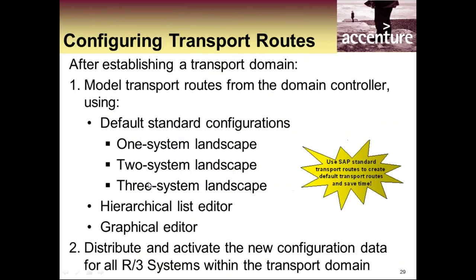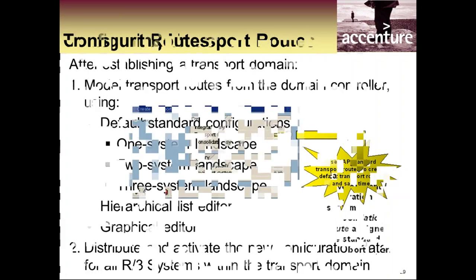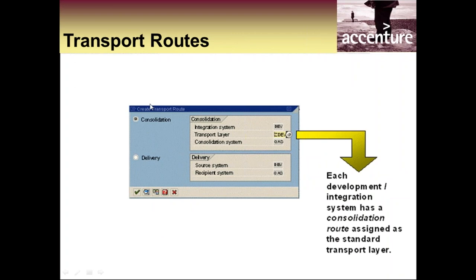So how many landscapes are there? Single system landscape, two system landscape, three system landscape. Where we configure the TMS: hierarchical editor, graphical editor. What is the meaning of rules? Rules can be divided into two types: one is the consolidation rule and one is the deliver rule. Consolidation is nothing but development to quality. Delivery is nothing but quality to production, called the deliver rule.